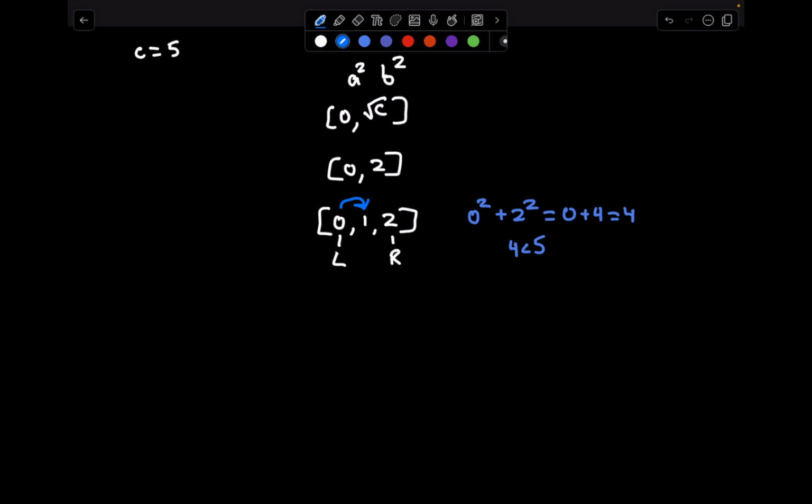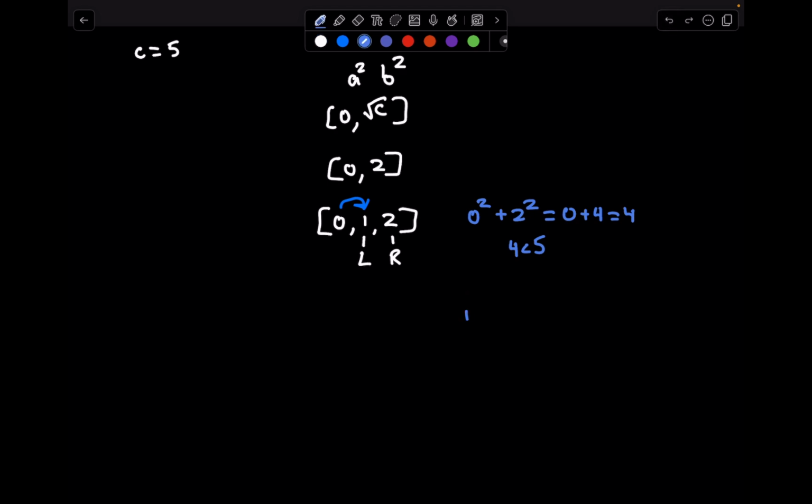And then if we find the solution, we return true. If we don't find a solution at any point, meaning the right pointer is less than or equal to the left pointer, then we break out of it and return false. So since the left pointer was right here, what we can do is move the left pointer 1 to the right. So this would be our left pointer. So now we have 1 squared.